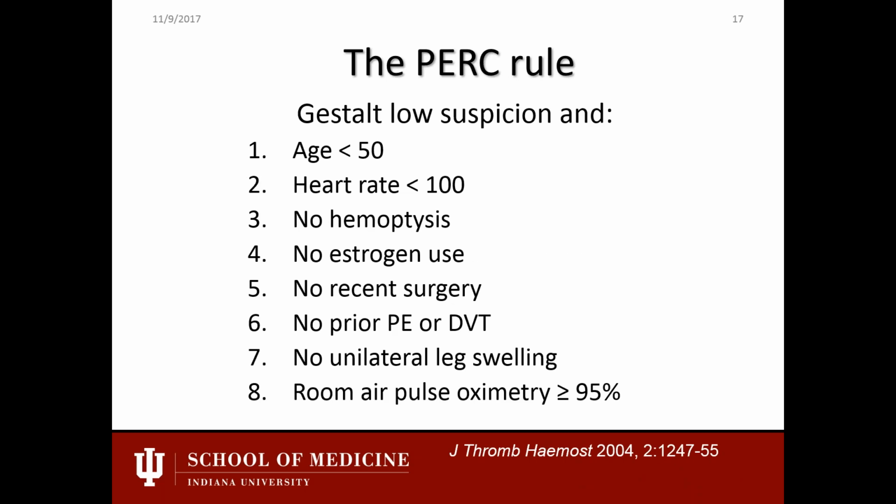The PERC rule requires you, as the physician, to say, I have a low gestalt suspicion. What does that mean? It means that you think there's less than a 15% probability that this patient has PE, plus these 8 criteria that you can see there. As long as they're under age 50, by the way, I flunked the PERC rule now. Heart rate less than 100, no hemoptysis, no estrogen use, no recent surgery, no prior VTE, no unilateral leg swelling, and a pulse ox always above 94%, then you don't need to work up PE.